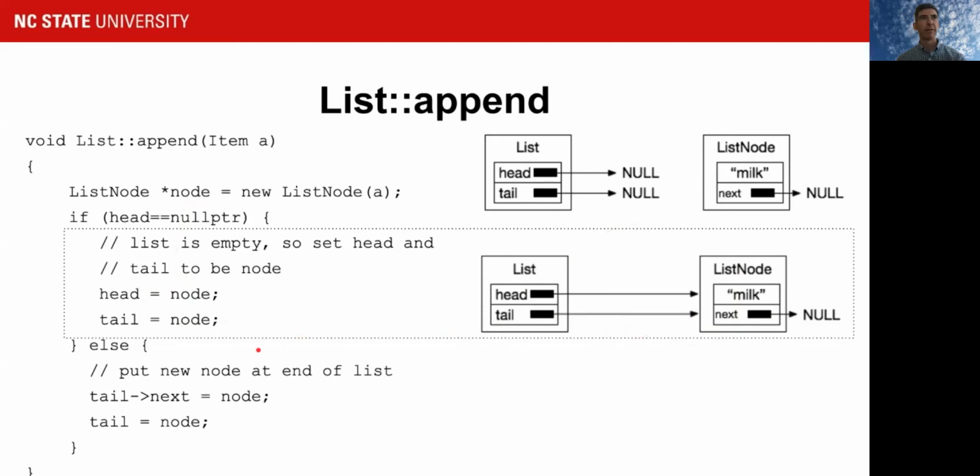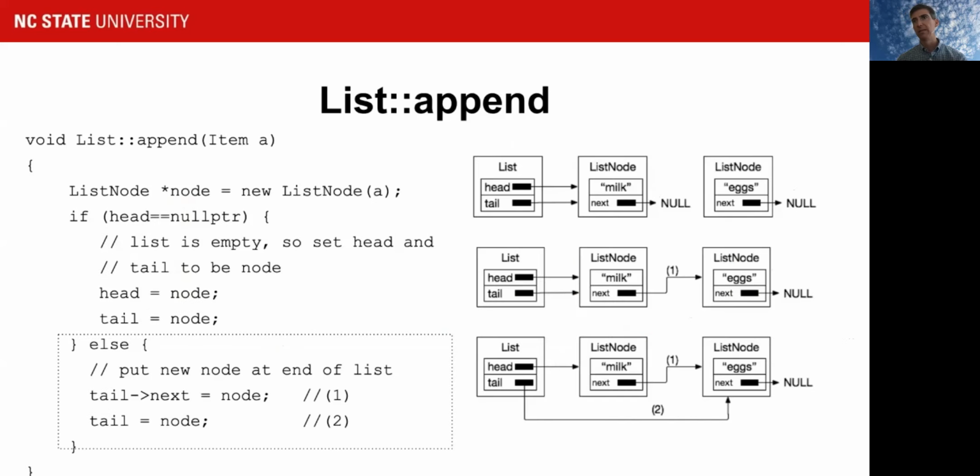However, I might have a more complicated situation. I might already have a node in my list. And if I already have a node in my list, then the code's going to work similarly. So let's say now I'm adding eggs onto the list where I've already added milk. Okay, so the first thing I do, the first line of code here in append, I'm going to create a new list node with eggs in it. And node again will be pointing to this new one.